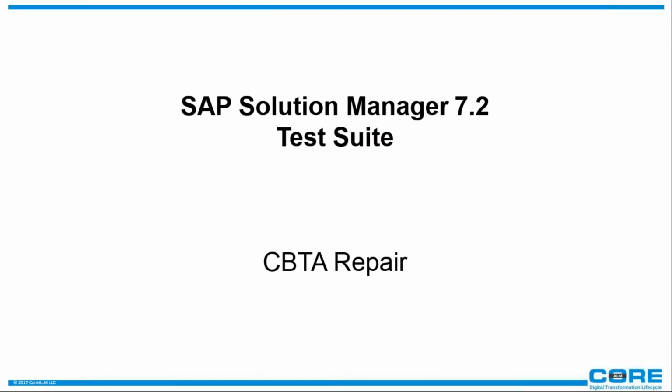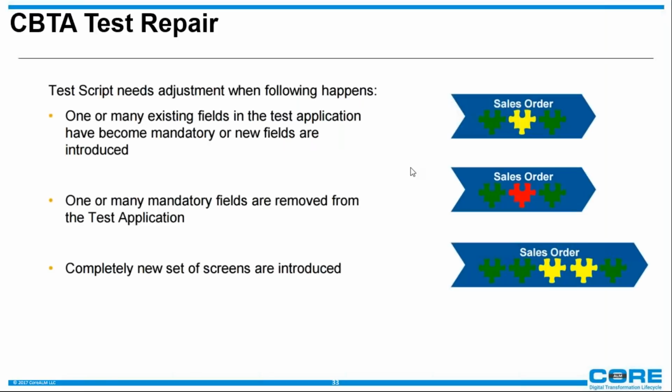So after you have the script, you run it and make sure there's no changes, but the test repair is tied in with the test recording, then you run it, and there may be test repair. Examples of needing to do a test repair: one or many fields in the application become mandatory, or new fields are introduced. One or many mandatory fields are removed, and then completely new sets of screens are introduced.